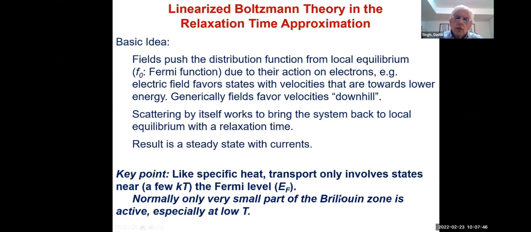But a key point, and this is a very important point, is that just like the specific heat, transport only involves states within a few kT of the Fermi level. So that's the Sommerfeld result. And because of that, only a very small part of the Brillouin zone is active. And that's especially true at low temperature. So what that means is that all those electronic bands that are not near the crossing points with the Fermi energy do not contribute to transport.